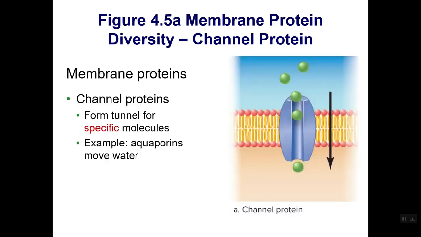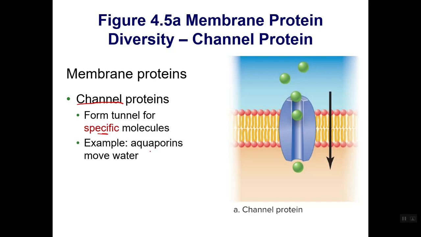Okay, so those proteins that are in the plasma membrane can come in different varieties. There's several of them. We'll discuss quite a few of them. The first one are channel proteins. And channel proteins is just like it sounds. It serves as a channel for stuff to move. It forms a tunnel for very specific molecules.